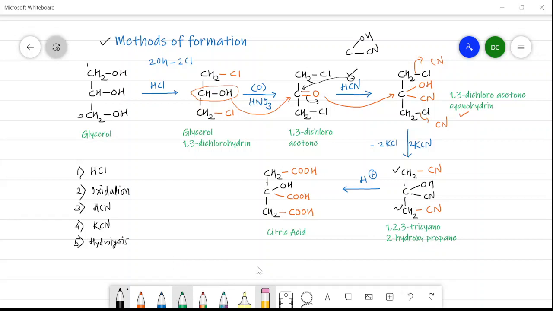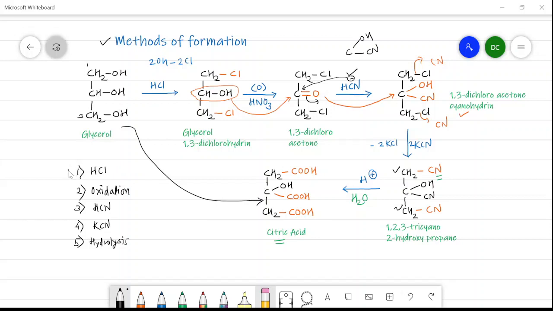Now we can convert this cyanide group into COOH by hydrolysis. So the last step is the hydrolysis. Here the cyanide group is converted into COOH and we get citric acid. So in this way the glycerol can be converted into citric acid. For that purpose we have to use a 5-step sequence.